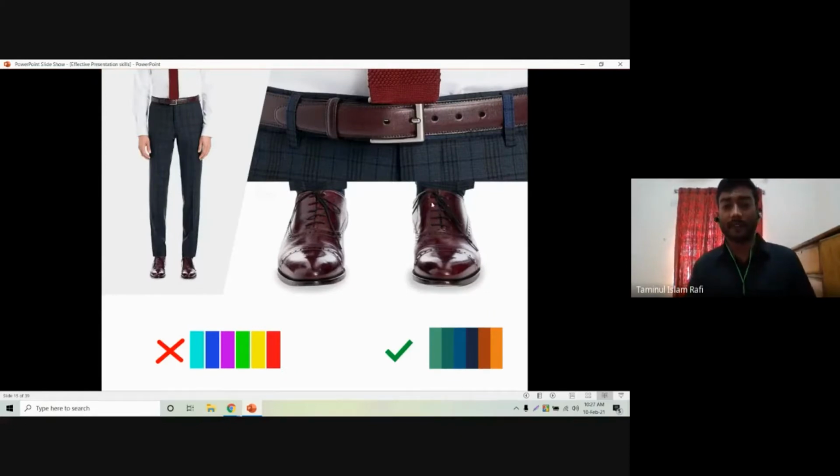So here is the example of tie length you are seeing here for the man actually. The ending of the tie will be the starting point of your belt, and your belt and the shoe color have to be the same for your formal presentation. And please try to avoid this color. These are the flashy colors, and try to wear these color dresses. These are the mild colors.